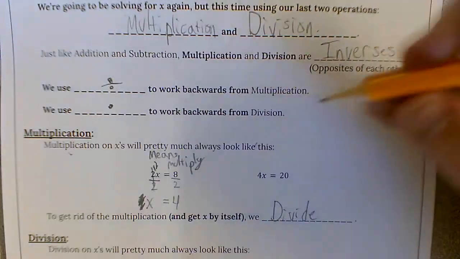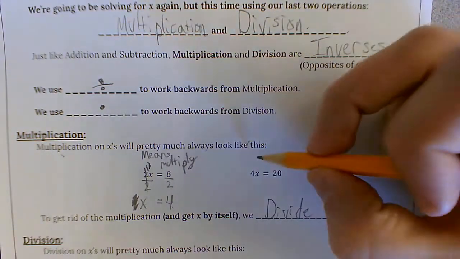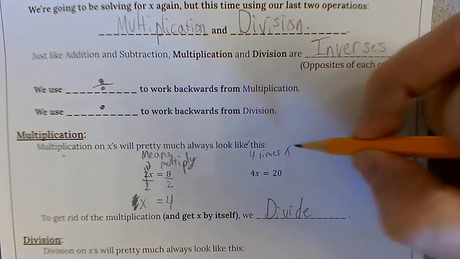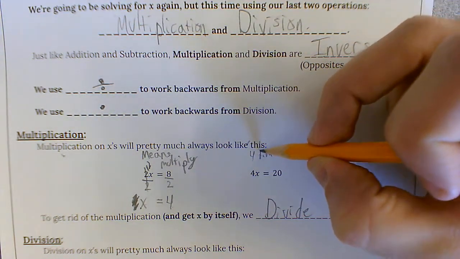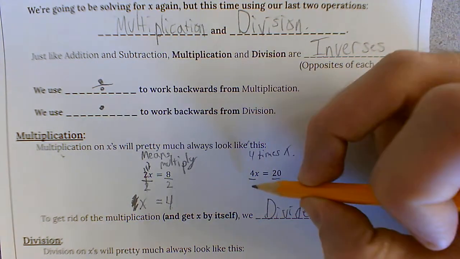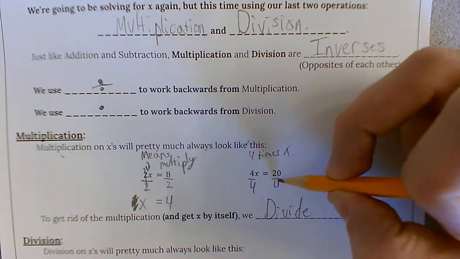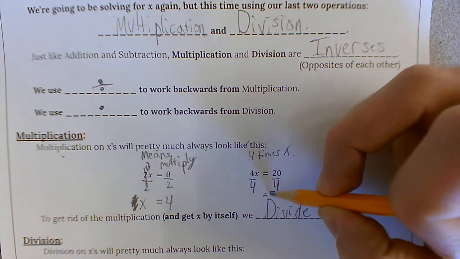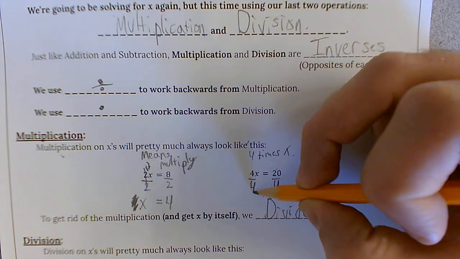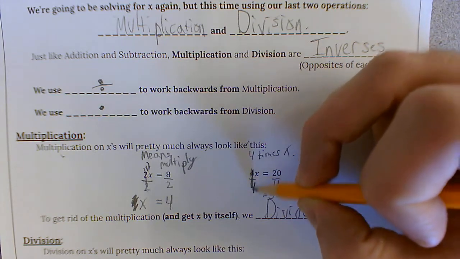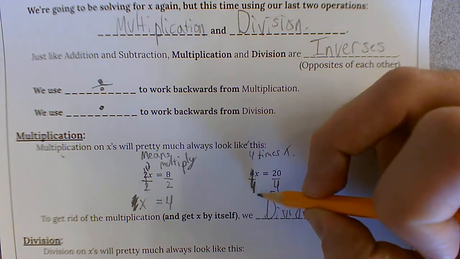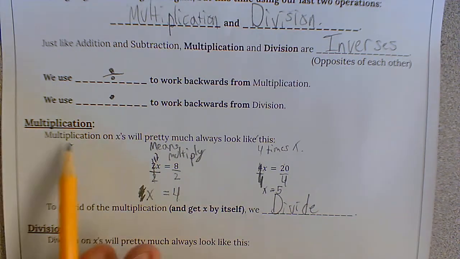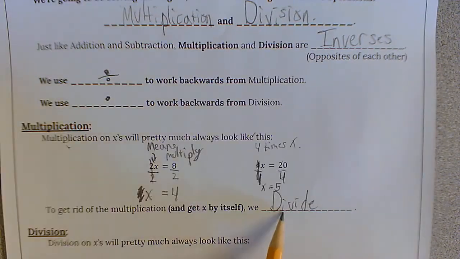Same thing here. We have 4 times x. And to get rid of that 4 times x, we divide both sides by 4, the opposite. 20 divided by 4 gives me 5. And on my left, the 4 times and the 4 divide cancel each other out, and we get x equals 5. So, when we see multiply, we divide.